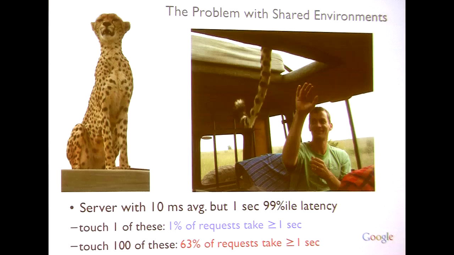Okay, so to make this concrete, if you have a server with an average response time of 10 milliseconds, but 1% of the time it takes a second to respond, then if you need to touch one of these in a fan-out request, that's not really a fan-out, I guess, then 1% of your requests are going to take more than a second. If you need to touch 100 of these and get results back, and you need to wait for all of them, then 63% of your requests are going to take more than a second. That's the problem with variability and fan-out.